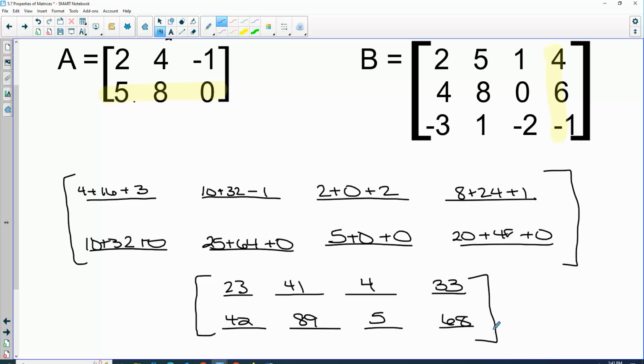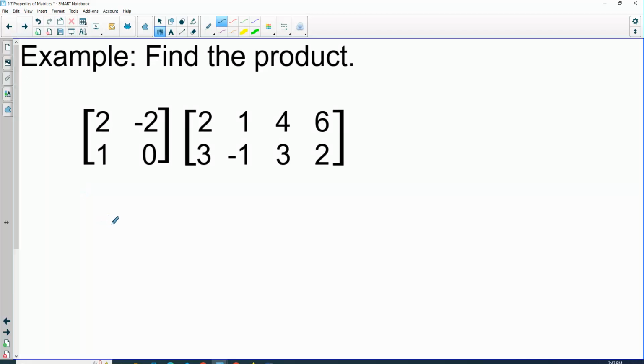What questions do you guys have for me there? Let's try a couple more and make sure we've got this. So first we need to see if we can multiply them. What's the size of the first one? The second one? So can we multiply? Yes. How big will our answer be? 2 by 4. So same size as our last one.